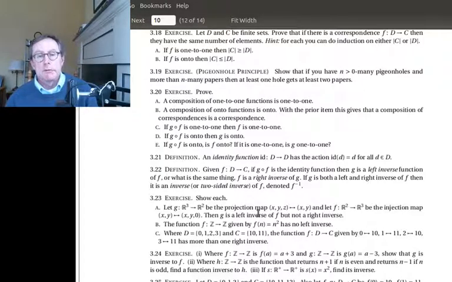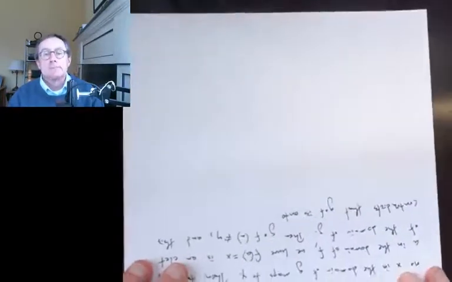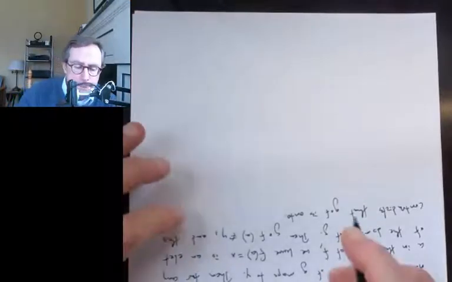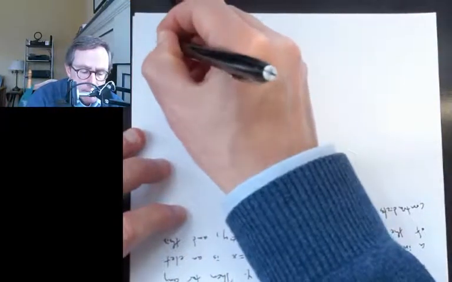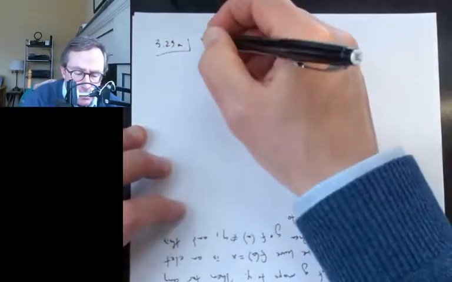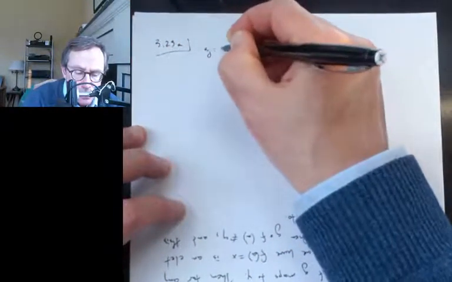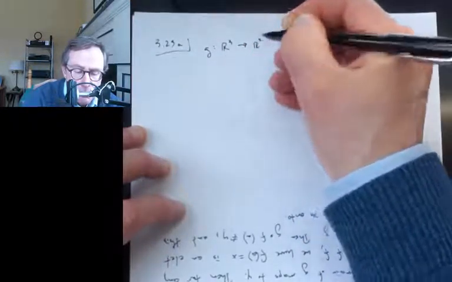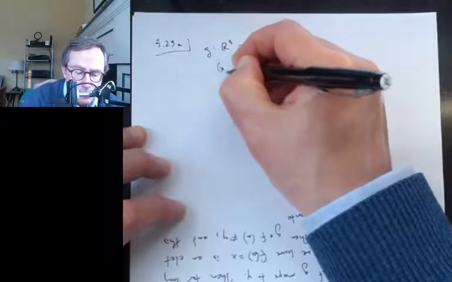So let me try that one, and I'll get rid of the window, and underneath is the paper, and I'll write on this side here. Okay, so this is 3.23a. And again, we have G takes R3 to R2, and you just simply take x, y, z.